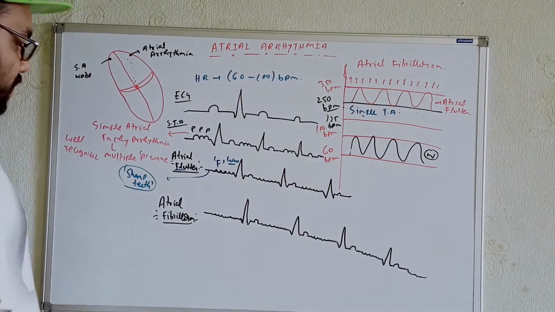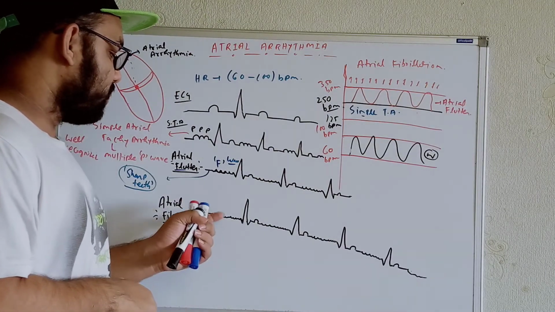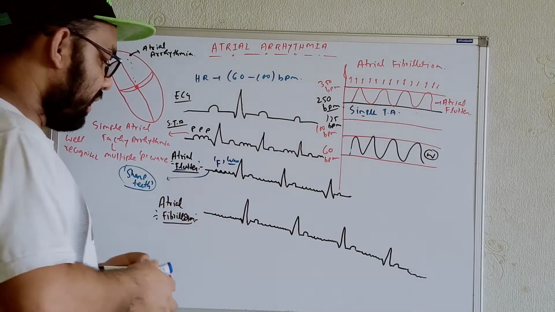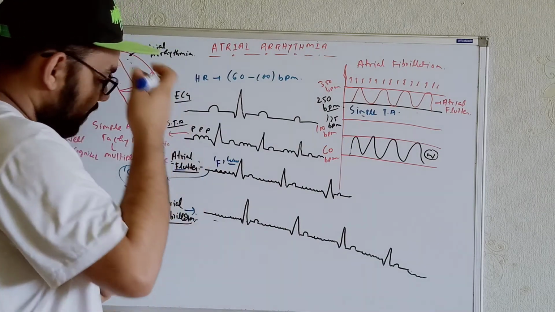Now in case of atrial fibrillation, we will not be able to see well-recognized P waves; rather we will get little fluctuations of the P wave, and the figure will be seen in this way. So that is for atrial fibrillation.